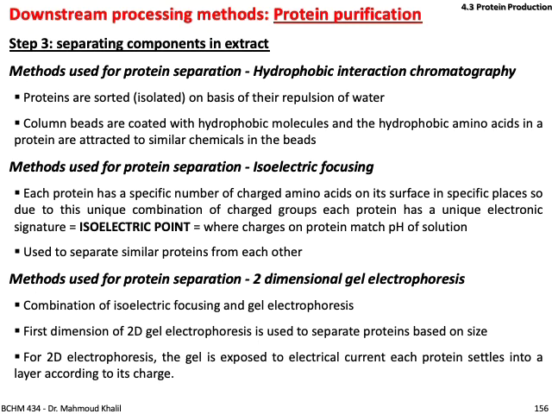The other method is two-dimensional gel electrophoresis. It's a combination of isoelectric focusing and gel electrophoresis. First, the first dimension of the 2D gel is used to separate proteins based on size. Then for the second dimension, you switch the gel exposed to the electrical current, and now the proteins will be separated based on charge.